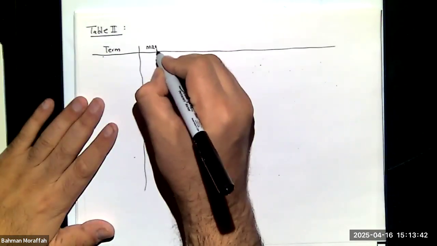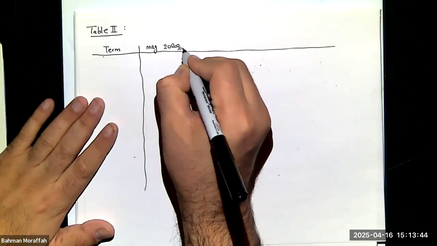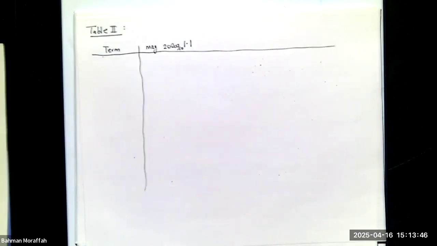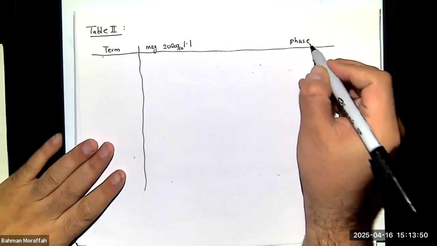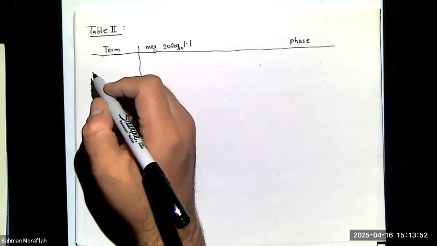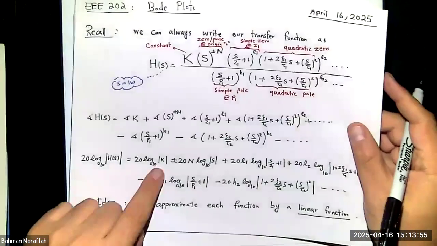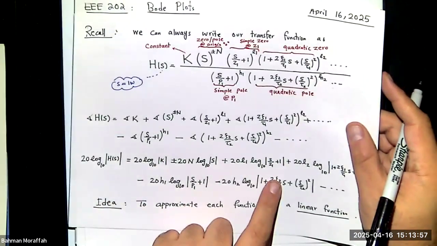This is the magnitude, which is 20 times log 10 of the magnitude. And this is the phase. I have to be able to plot every single term that I have over here, right?